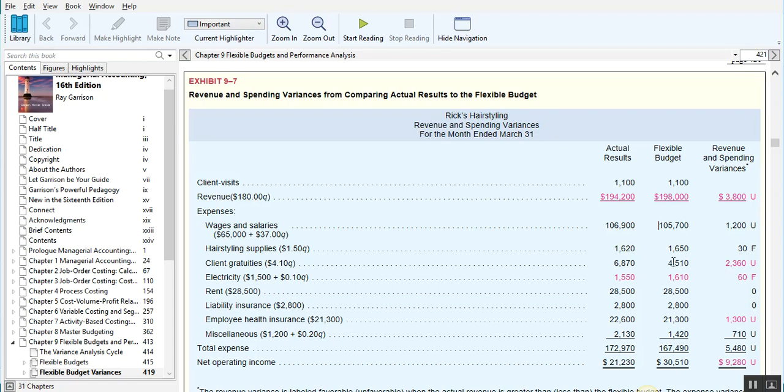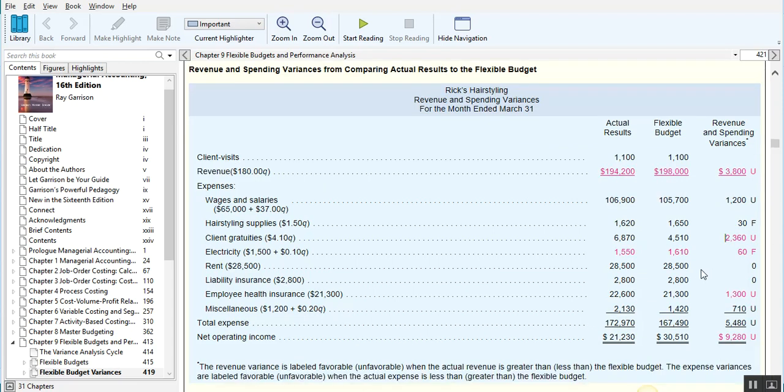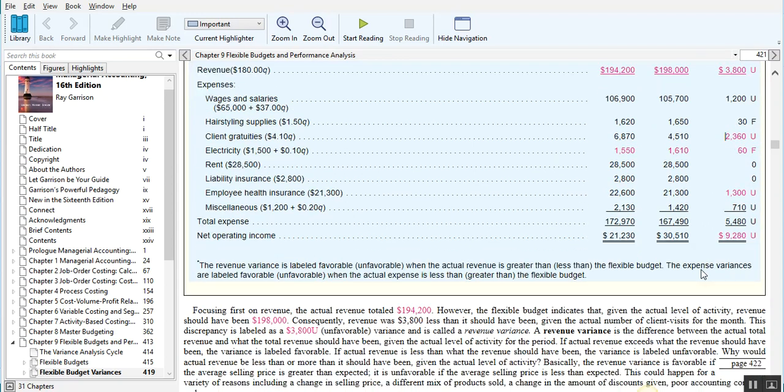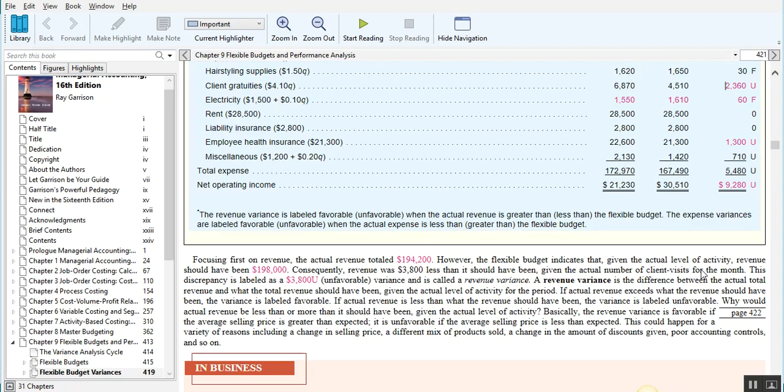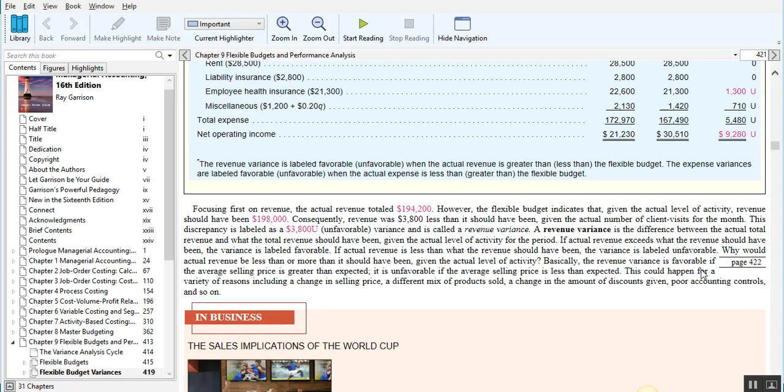Hairstyling, client gratuities, all of those things we go through and recalculate the difference between the flexible budget and the actual results. We get down to the bottom and we see we have a $9,280 unfavorable variance for revenue and spending. That's based on what we actually did compared to the budget we've adjusted for our actual activity.